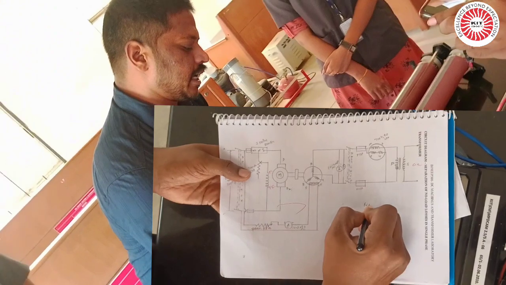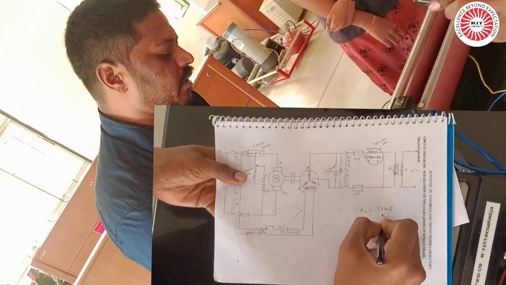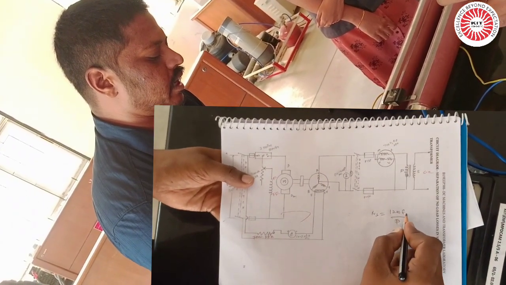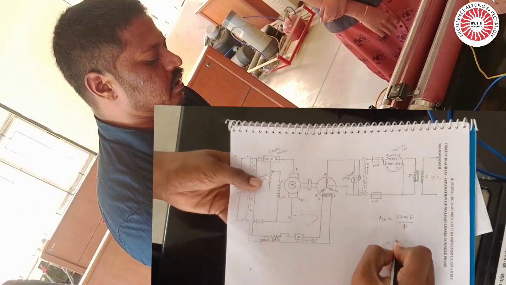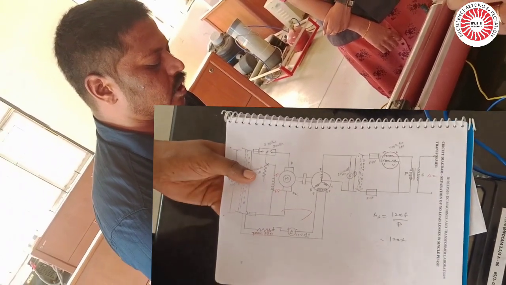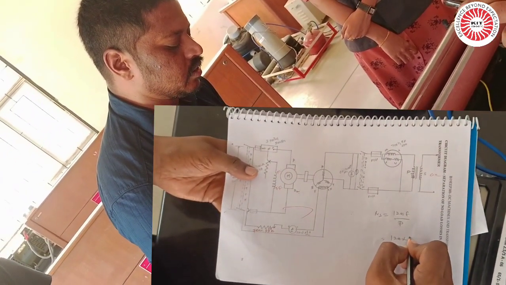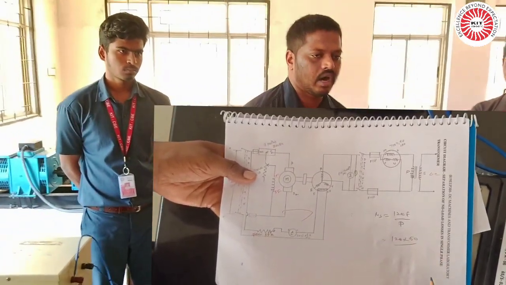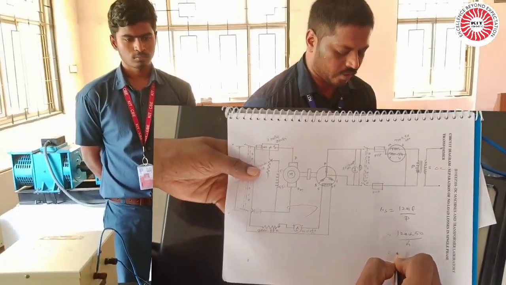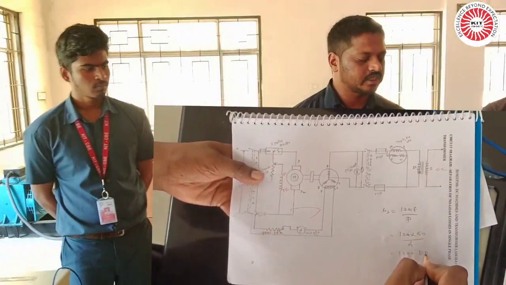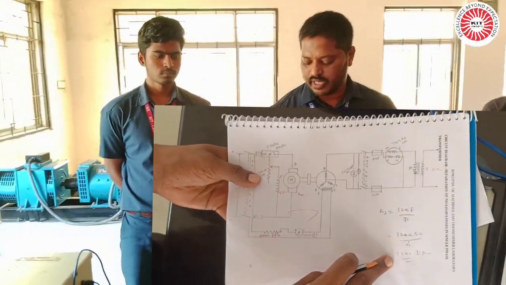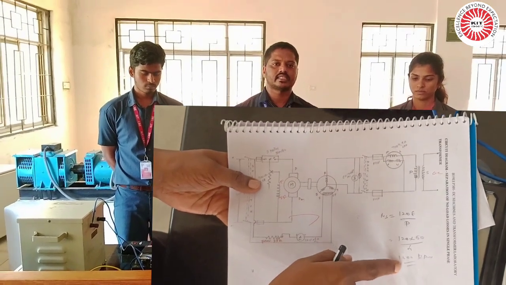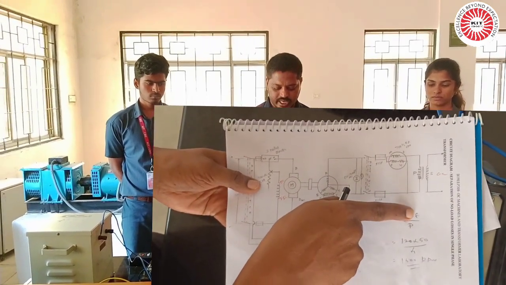From the formula, we know Ns equals 120 f by P. This is the synchronous speed formula. Here 120 is a constant, f is the frequency and P is the number of poles. Now we are getting a frequency of 50 Hz while the speed is 1500 rpm. The motor is a 4-pole motor, so we get 1500 rpm. That is the synchronous speed of the motor. So by changing the frequency, we can change the motor speed.